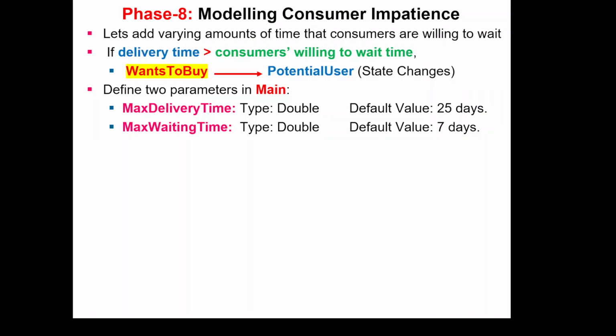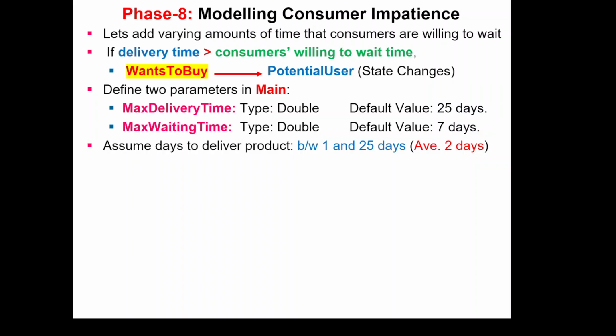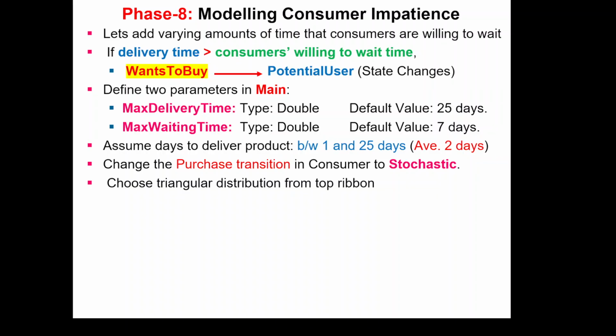It would be a default value of 7 days, and then we are going to assume that the product is delivered between something around 1 and 25 days with an average of 2. So to address this, to include these types of times, we are going to make the purchase transition that we added in our last video stochastic. For making it stochastic, we will go to that purchase transition, and then we will add a triangular distribution from the top ribbon.